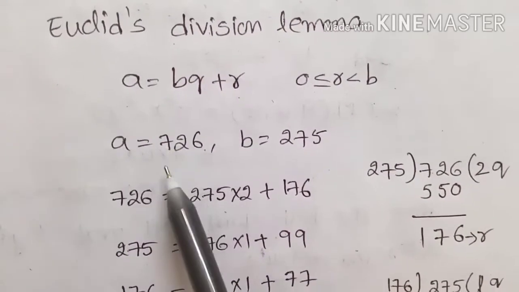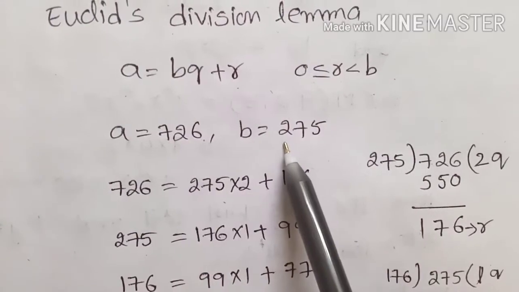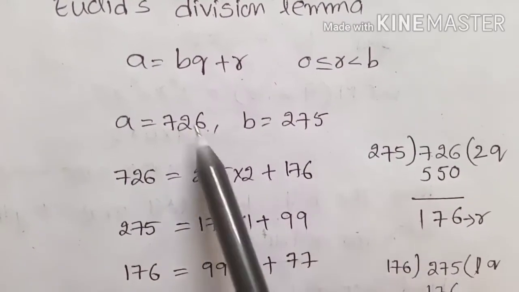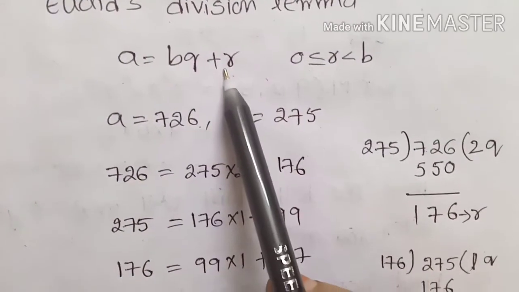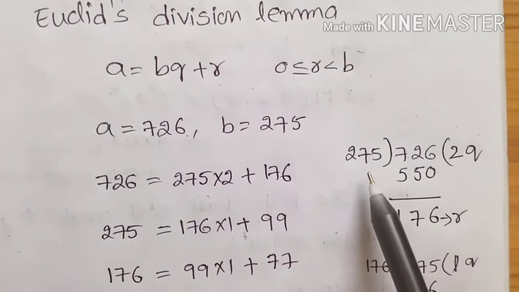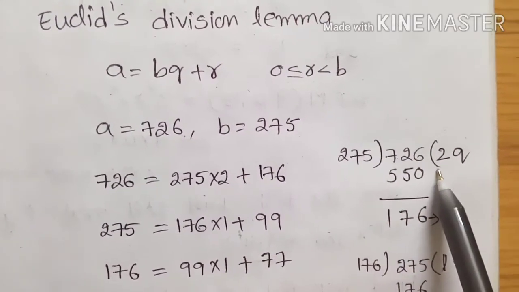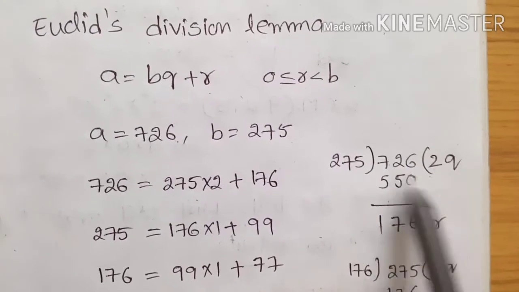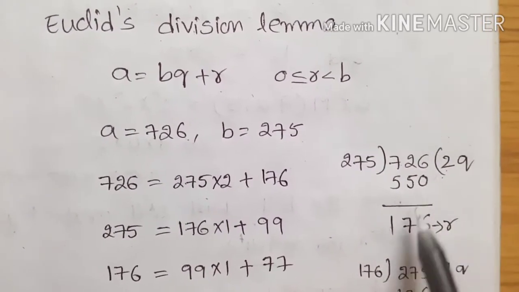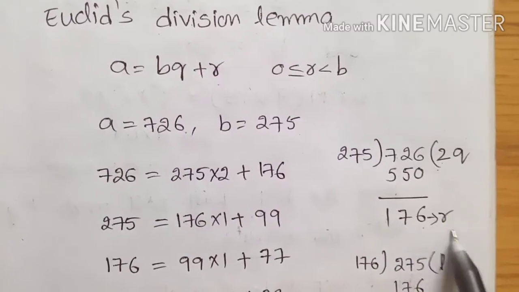What is a? 726. What is b? 275. Then substitute the values. You divide 726 by 275. Then 2 is the quotient q, and 176 is the remainder.